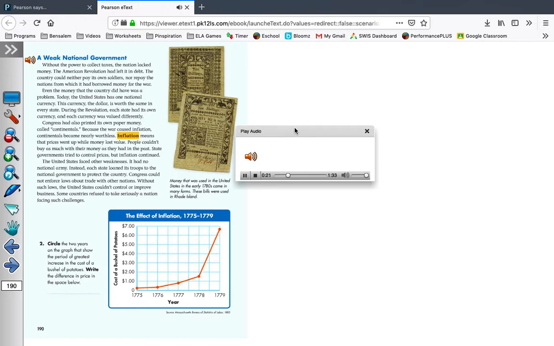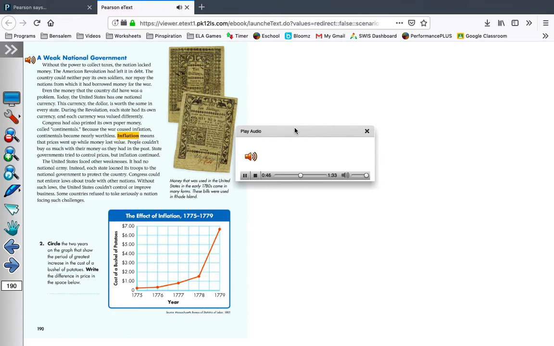Today, the United States has one national currency. This currency, the dollar, is worth the same in every state. During the Revolution, each state had its own currency, and each currency was valued differently. Congress had also printed its own paper money called Continentals. Because the war caused inflation, Continentals became nearly worthless.